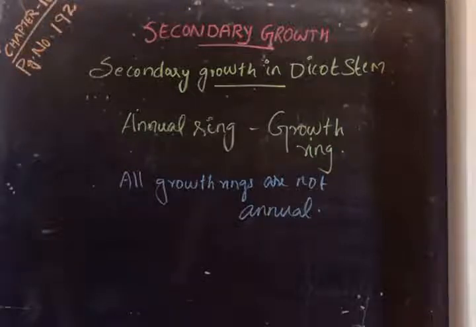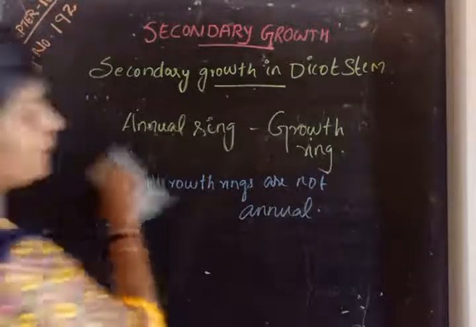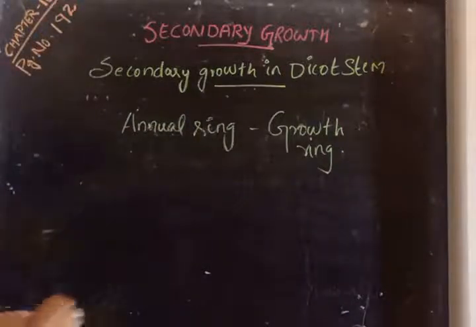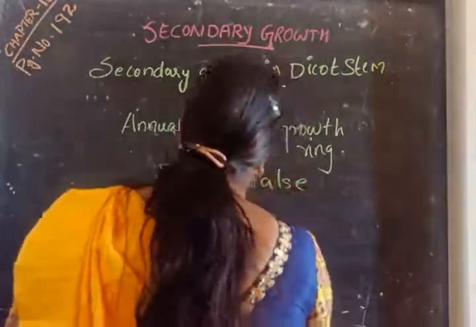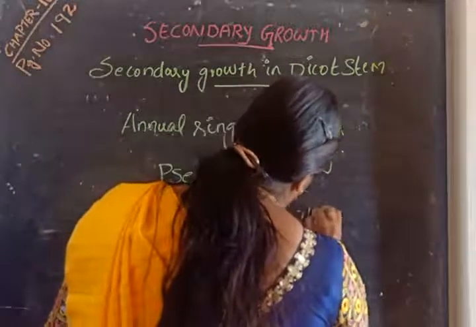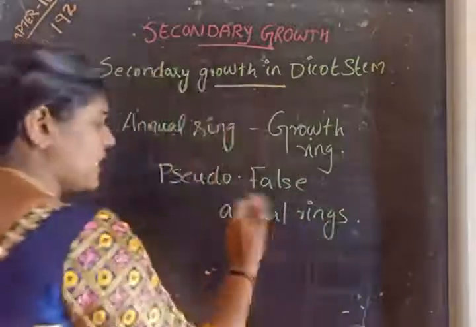Sometimes adverse natural calamities like drought, frost, defoliation, flood, some mechanical injuries, or some biotic factors may affect the middle of the growing season of those plants. In these calamities, additional growth rings are developed in the plant. These growth rings formed in those plants are called pseudo or false annual rings. Why are they called false annual rings?